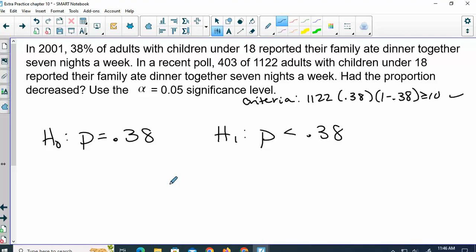So the p of the null is 0.38. My x is 403. My n is 1,122. We are testing less than. So the z value is 1.44. The p-value is 0.075. So please take the time to write down z and p so I know what you're basing your answer off of. So what does that tell me? Right.